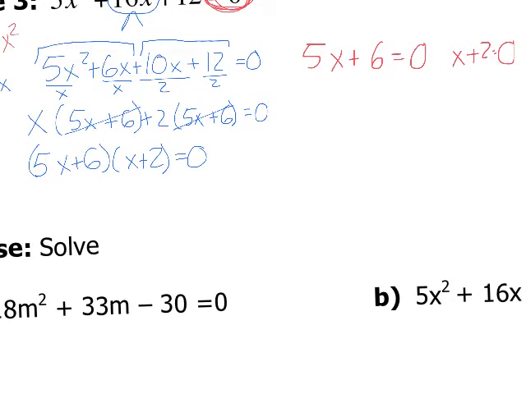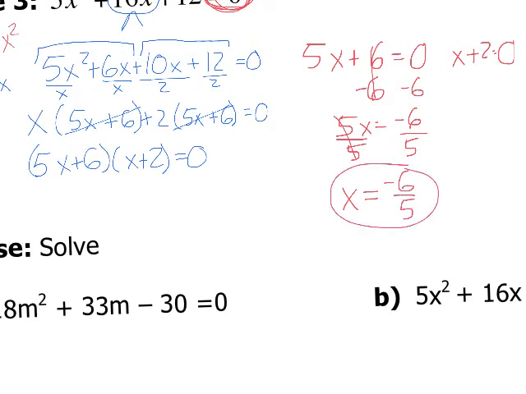Don't be scared of a two-stepper. Okay, subtract 6. 5x equals negative 6. Divide by 5. X equals negative 6/5. Just leave it a fraction. Okay, subtract 2 from both sides. And x is negative 2.